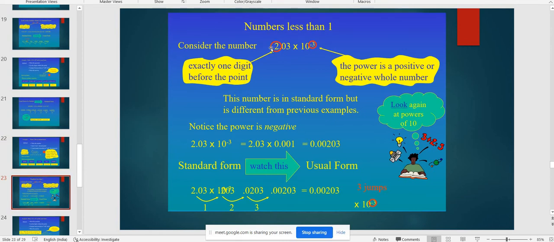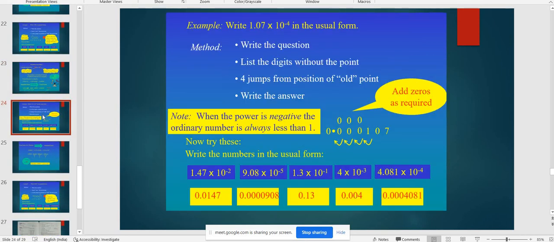Now, numbers less than 1. So if the number is less than 1, then consider the number 2.03 into 10 to the power minus 3. Now here the power is negative. Try to understand. If negative, then you have to shift the point to the left side. So here there is one digit, but you have to move 3 places left. So 2 more 0s you will put.